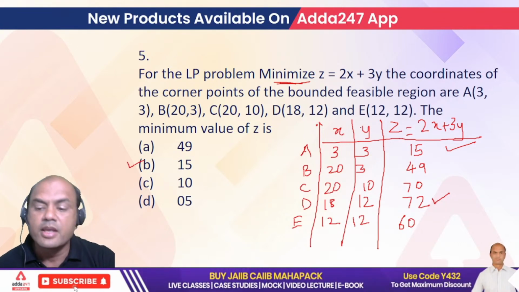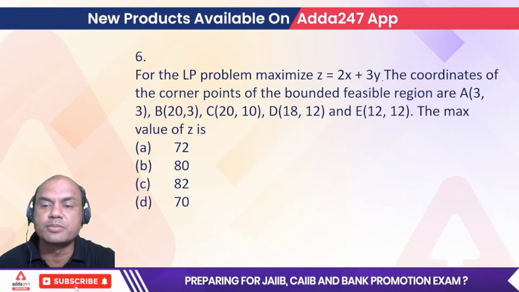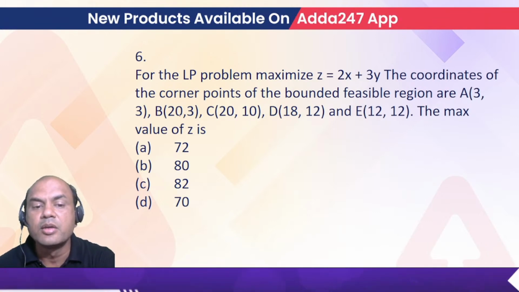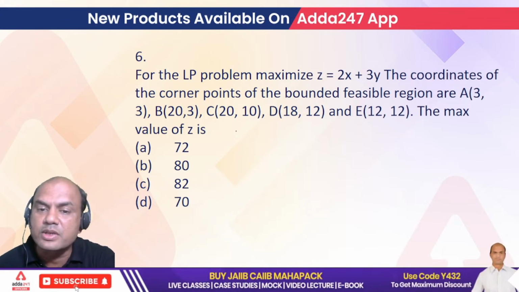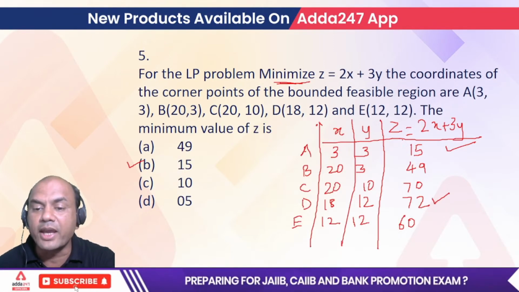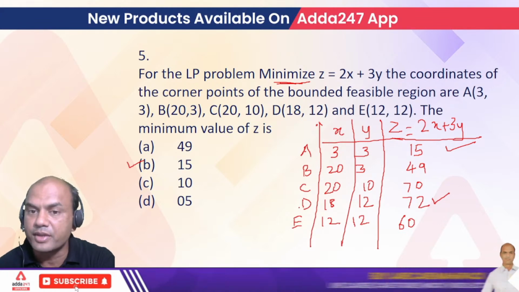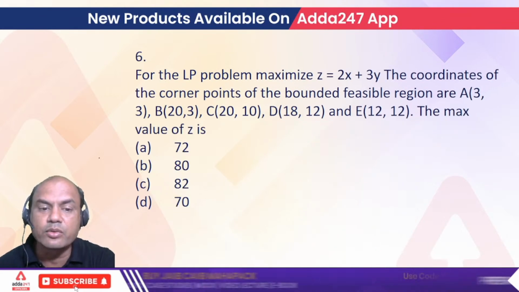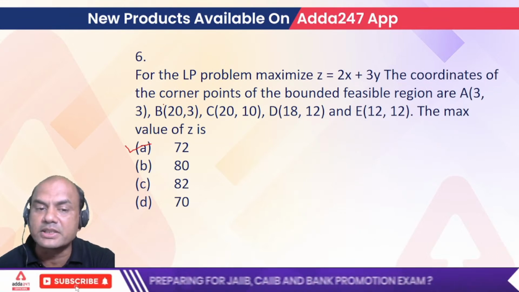Always remember. Now the next question, a similar one. For the LPP, maximize z equals 2x plus 3y. The coordinates of the corner points of the bounded feasible region are A (3,3), B (20,3), C (20,10), D (18,12) and E (12,12). The maximum value of z is here. This question and the earlier question are the same, right? So we have to find the maximum value of z. The values are 15, 49, 70, 72 and 60. So D is the answer, 72 is the answer. This is the way we always have to solve the LPP. Remember, either they will ask you to maximize or minimize.